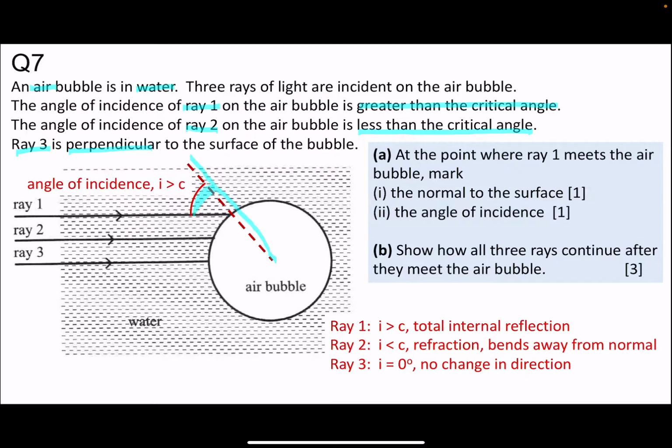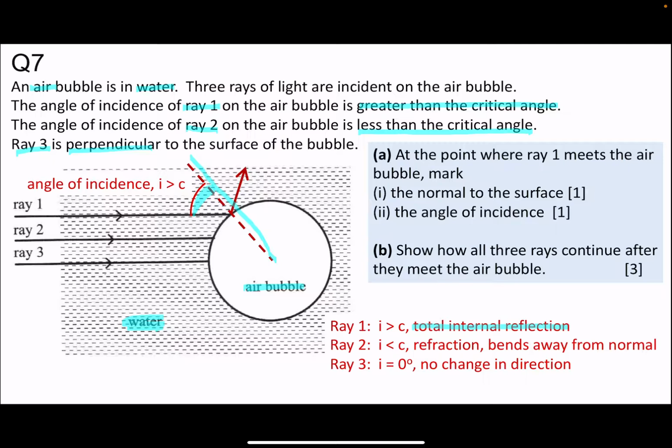Now, the angle of incidence is greater than the critical angle for light ray number 1. So what happens is that the light ray is traveling from the optically denser water to the optically less dense air. So total internal reflection will happen. The light ray will experience total internal reflection and reflect back into water. It will not go into the air.